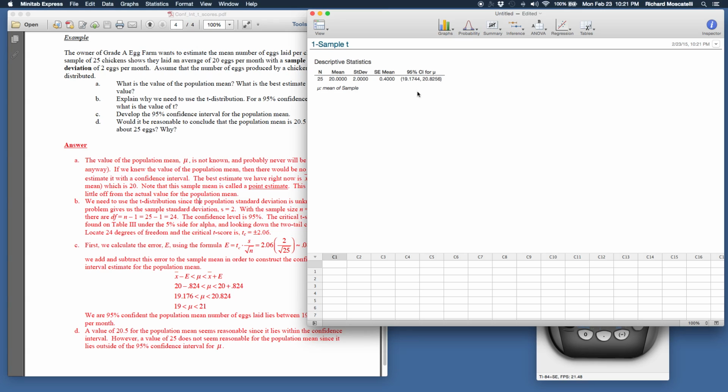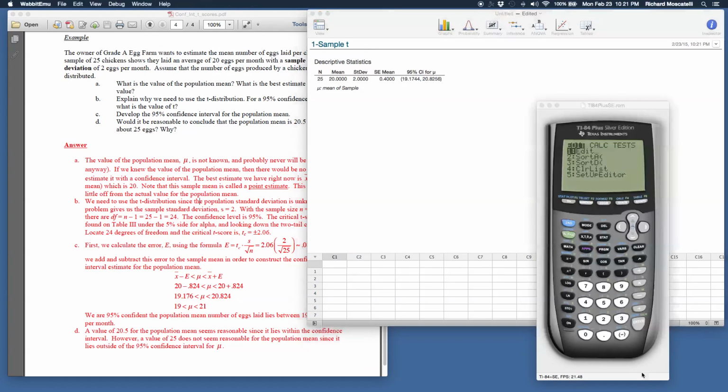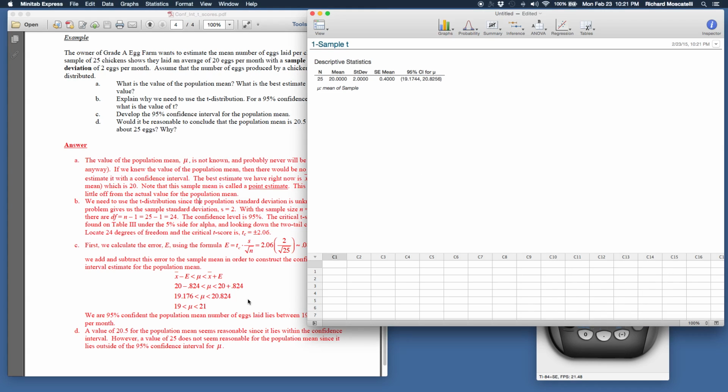Now, if you look at these numbers, they are a tiny bit off from what I have down here. The reason for that is because this critical t-score of 2.06 was gotten from table number 3, which is the t-score table. The t-score table is rounded to 2 decimal places. Minitab Express and the TI graphing calculator actually use probably close to 9 decimal places for the calculation. So they're a bit more accurate. But nevertheless, the answers are so close, it doesn't really make a big difference. So as you can see, using Minitab generates this in seconds, which is kind of nice.